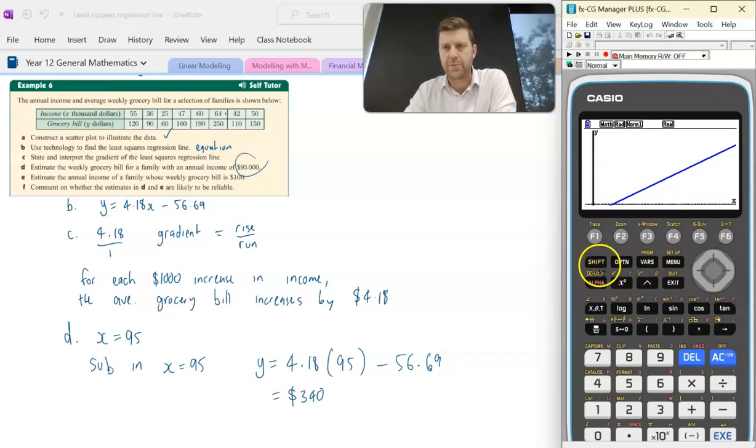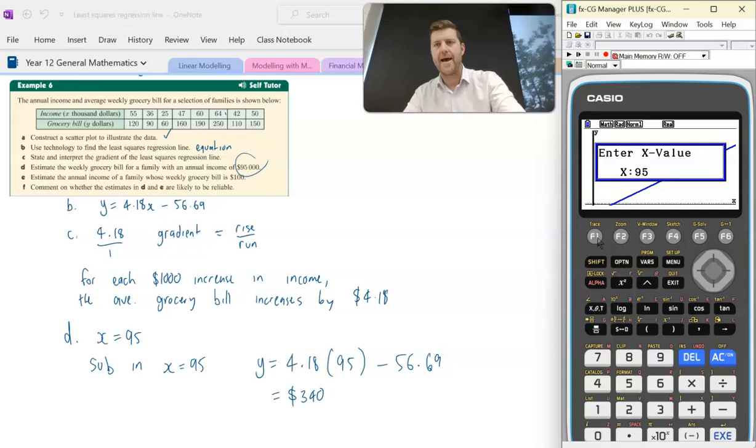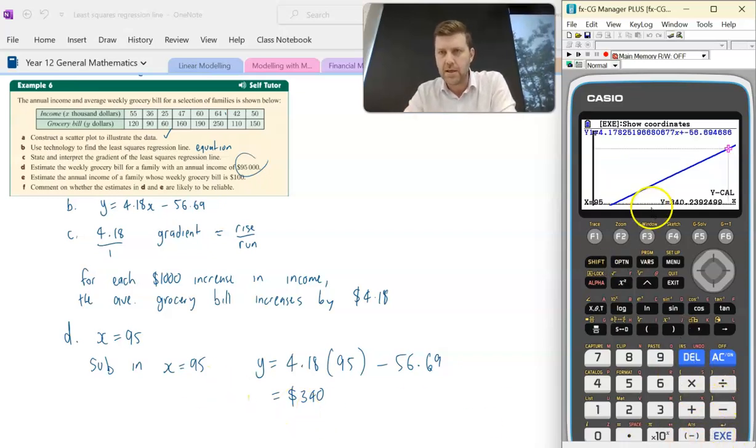And now if I do the same process, shift G-Solve, F6, Y-Cal, F1, put in the value 95. So when X is equal to 95, Y should be equal to approximately 340. So when X is equal to 95, Y is equal to $340 and 23 cents.